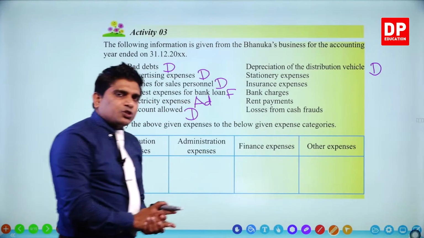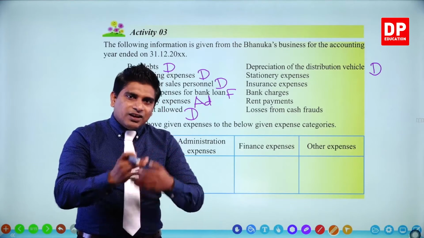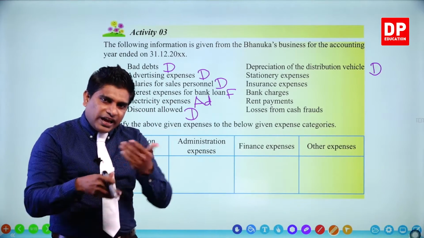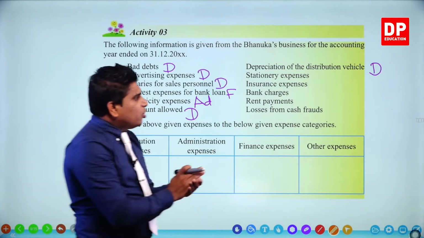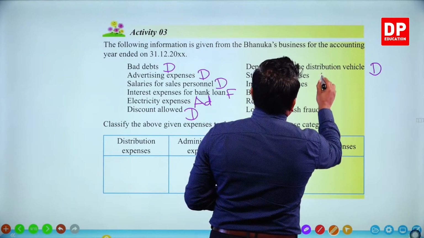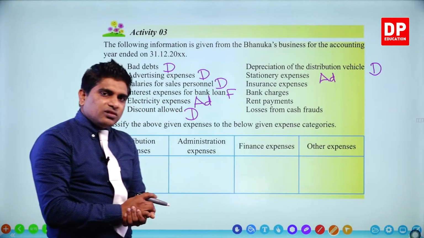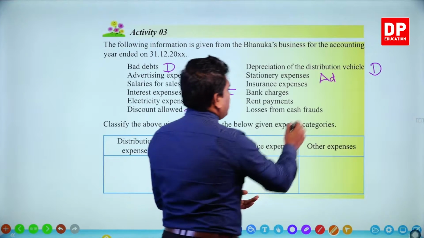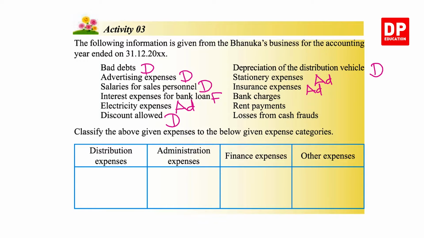Then stationery expense. To conduct our internal operations and administration activities, we had to use some stationery, right? So that one comes under the administration, right? Then insurance expense, that one also administration expense, right? Then bank charges, you know, financial expense. Rent payment, administration expense, right?